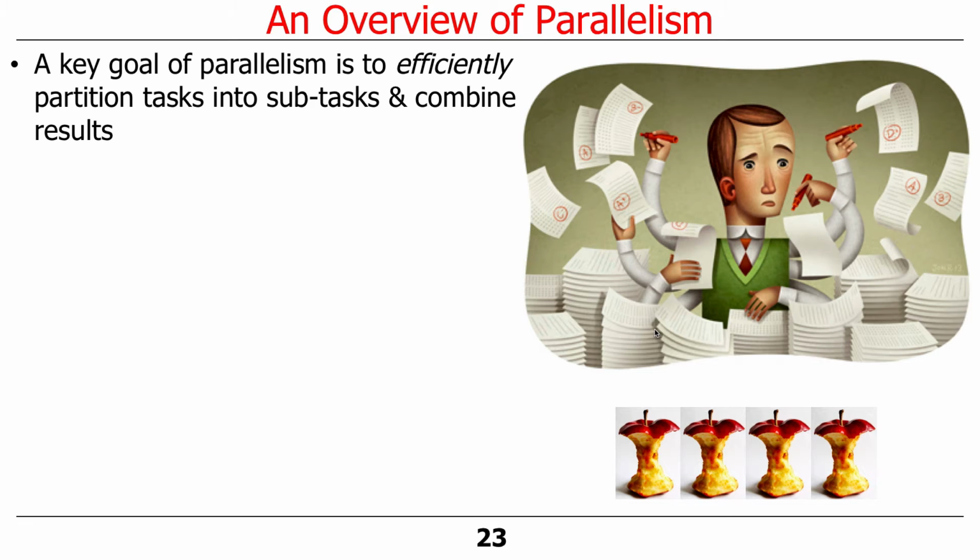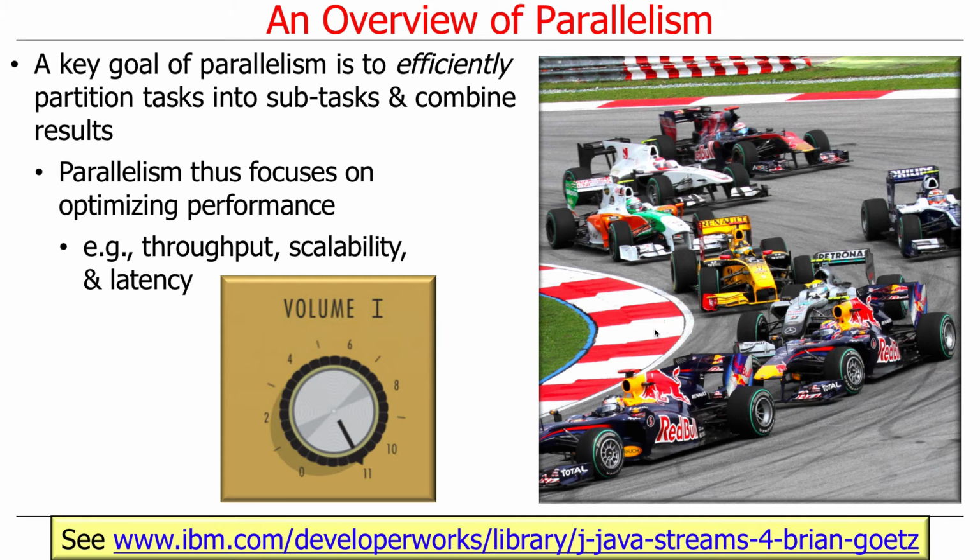The key goal of parallelism is to efficiently partition the tasks into these subtasks, do the processing in parallel, and then combine the results back together. So the key is efficiently. If you do it well, you get a big speedup. If you don't do it well, you've made yourself a lot of extra work for no gain. So the key goal of parallelism really is optimizing performance: throughput, scalability, latency, and so on. And for those of you who've seen the movie This Is Spinal Tap, it's kind of like cranking up the volume to 11, right? You want it to run really fast and run really well.